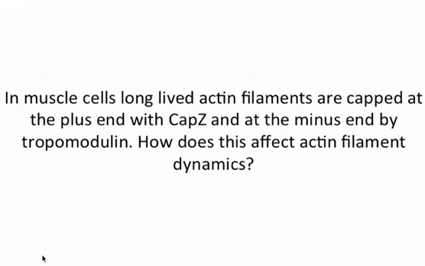So an example to think about is in muscle cells, right? Muscle cells, do they have long-lived actin filaments? Or are they always disassembling? Are your muscles always wasting and then coming back and wasting? No. So they have fairly long-lived actin filaments, and so they're capped at their plus end with CAP-Z and at the minus end by tropomodulin. Right, so what does this do to actin filament dynamics when you've got them capped at both ends?